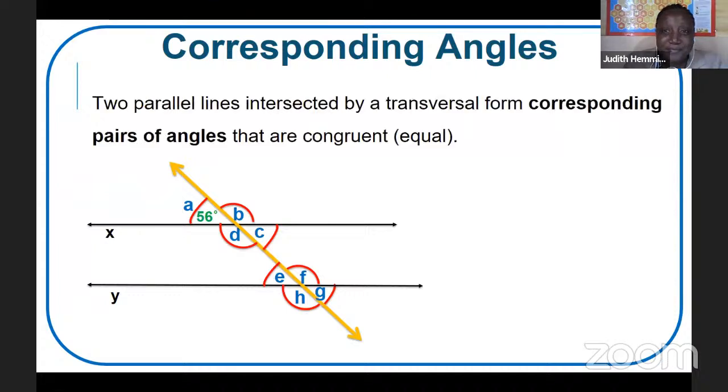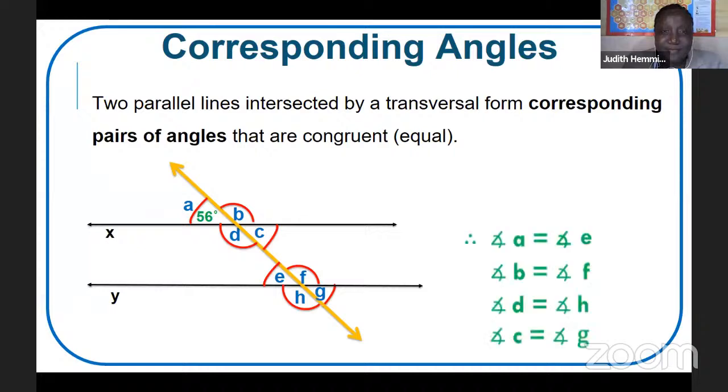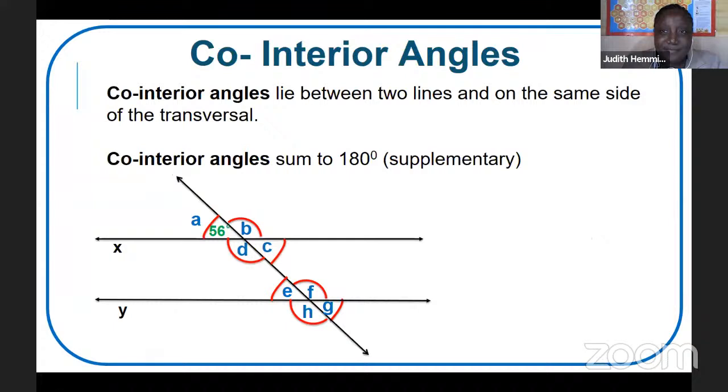All right, so two parallel lines intersected by a transversal form corresponding pairs of angles, and they are equal. By way of notes, you can jot that down. And that yellow line that is intersecting the parallel lines, we refer to that yellow line as the transversal. So the transversal is intersecting two parallel lines. And so corresponding angles which are formed: angle A is equal to angle E, angle B is equal to angle F, angle D is equal to angle H, and angle C is equal to angle G.